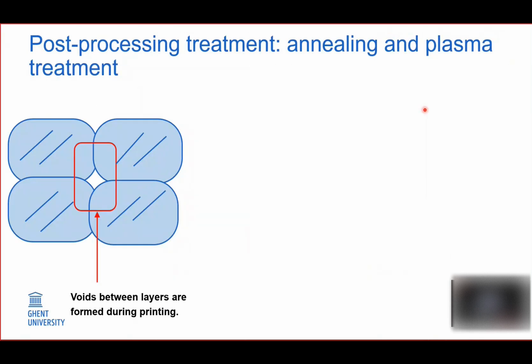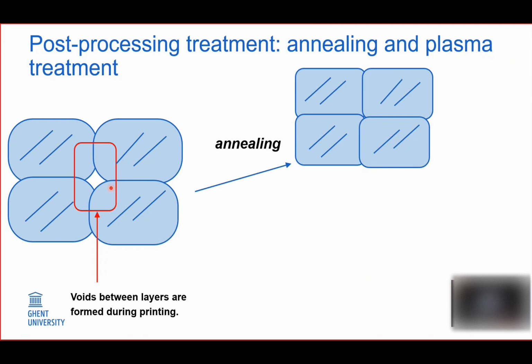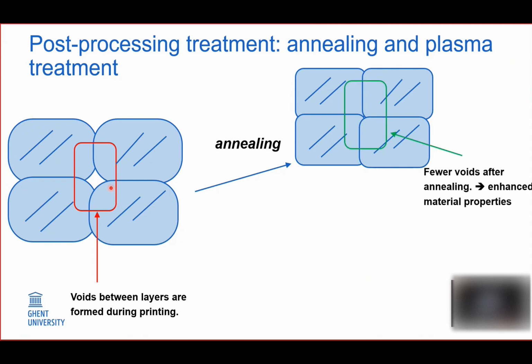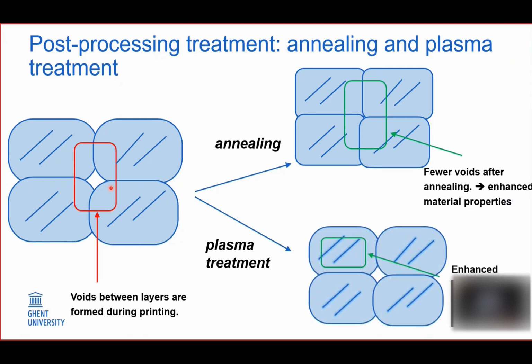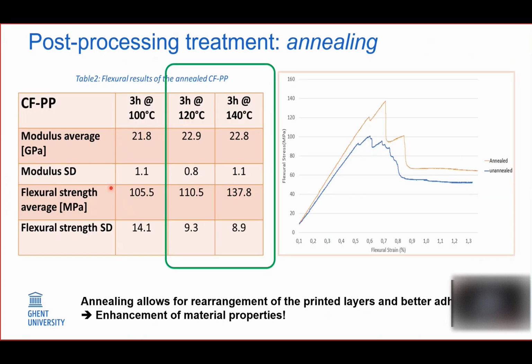So what can we do to enhance the properties, keeping in mind that the polymer matrix fails? During the printing, we print layer by layer, and there is a void when the layers are not optimally interacting with each other. We can anneal our material, so heat it again and let it reduce the mechanical stress inside and close those voids. In that way, we will have fewer voids. Or we can treat the carbon fibers with plasma and enhance the interaction between the fiber and the matrix. Actually, we did both of that.